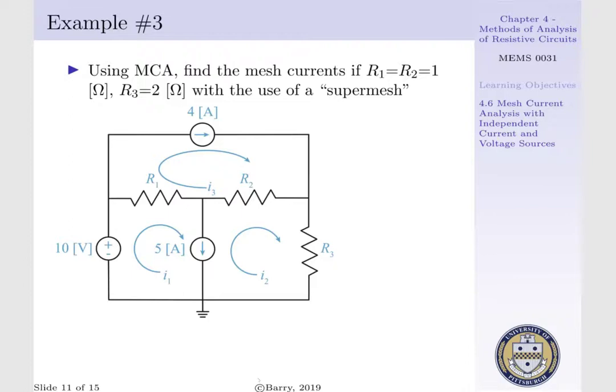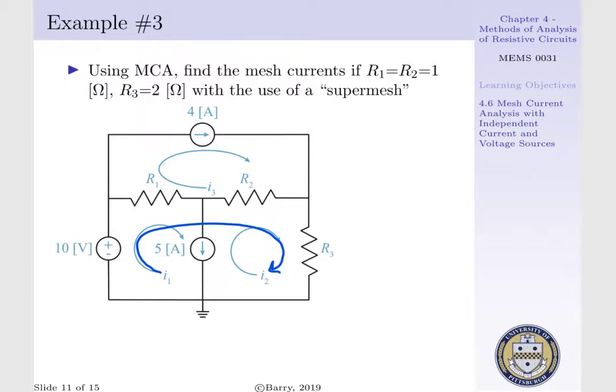Now, say we're interested in finding mesh currents 1, 2, and 3 of the following circuit. Given R1 and R2 are equal to 1 ohm, and R3 is equal to 2 ohms, we can use a super mesh. That is, meshes 1 and 2 can be bridged to construct one KVL equation to bypass our 5 amp current source. We note the I3, our mesh current associated with our top loop, does not form a super mesh. For our 4 amp current source is not shared.